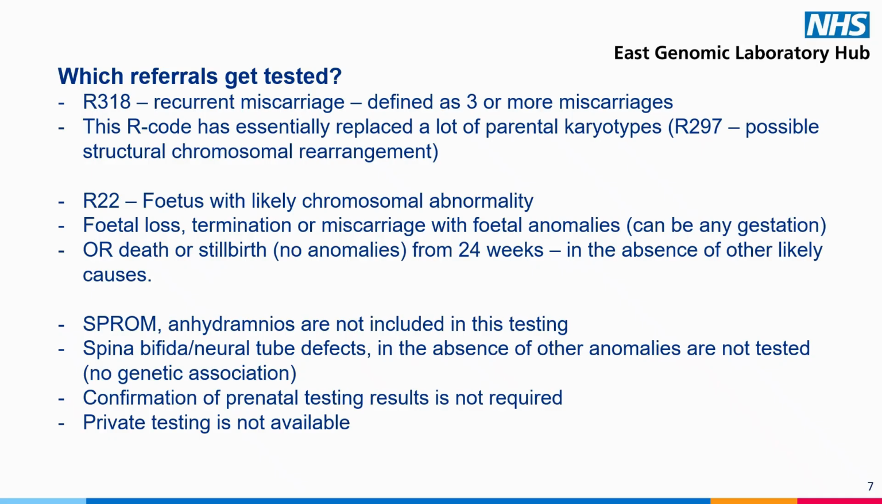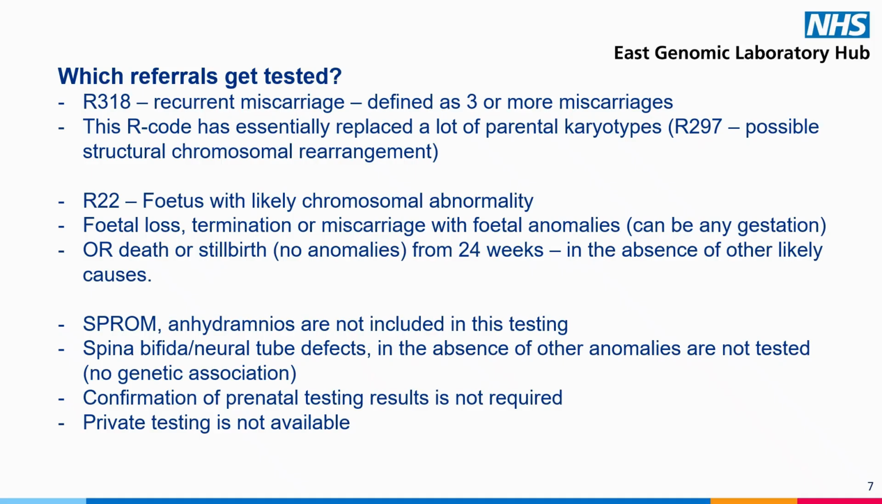The other test code that can be used is an R22, so this is a fetus with a likely chromosomal abnormality. This can be due to a fetal loss or termination or miscarriage with fetal anomalies, and this can be any gestation. If you have fetal anomalies, we can receive it from any gestation, or it is considered to be the death or a stillbirth with no anomalies from 24 weeks in the absence of other likely causes. By that we mean if the cord is around the neck, that is considered to be the likely cause of the stillbirth or the death, so that would not be eligible for testing.